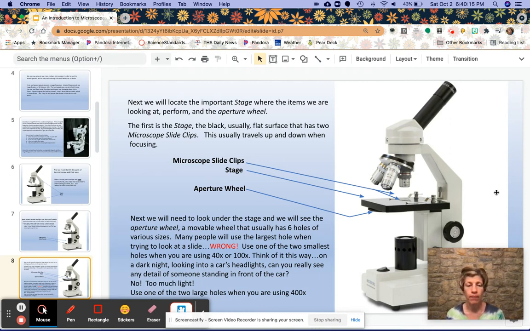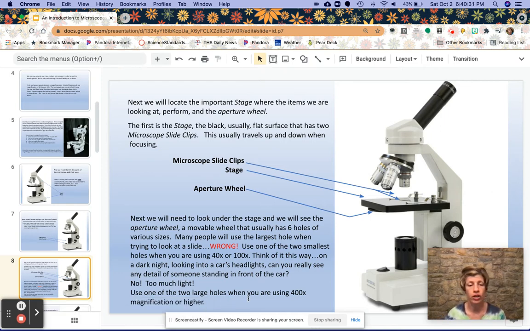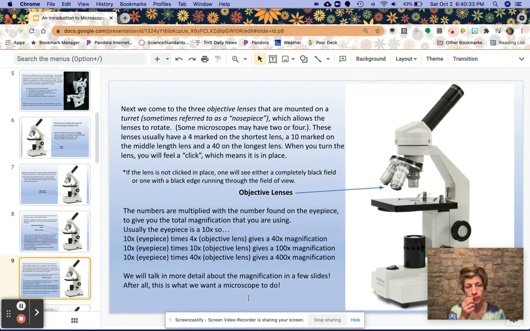Think of it this way. On a dark night, looking into the car's headlights in front of you, can you really see any detail of someone standing in front of the car? No, too much light. Use one of the large holes when you're using 400x magnification or higher.